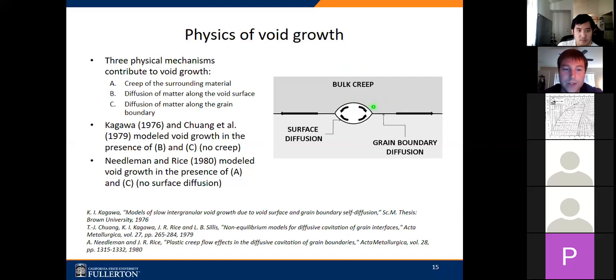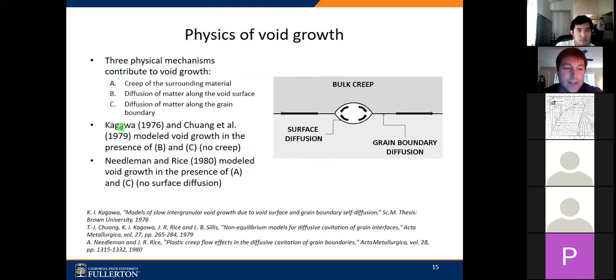Another mechanism is diffusion of matter. You can get atoms migrating along the void surface and along the grain boundary, and that carries material away from the void, which also contributes to the growth of the void. There's been a lot of work done in modeling and simulating this void growth process, because the faster voids grow, the sooner rupture is going to occur. So void growth is kind of a proxy for component lifetime.